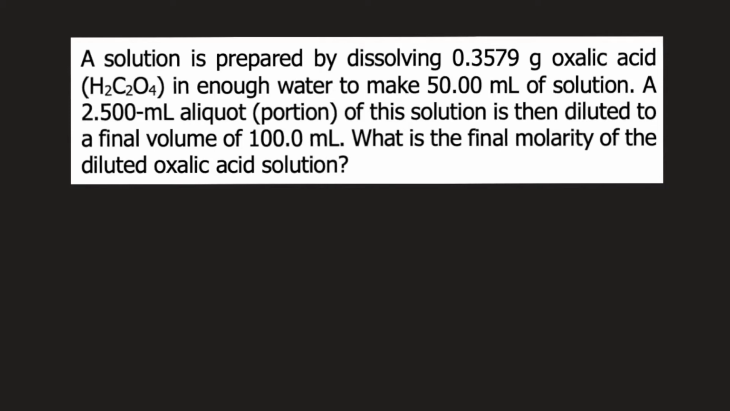A solution is prepared by dissolving 0.3579 grams oxalic acid in enough water to make 50 ml of solution. A 2.5 ml aliquot of this solution is then diluted to a final volume of 100 ml. What is the final molarity of the diluted oxalic acid solution?